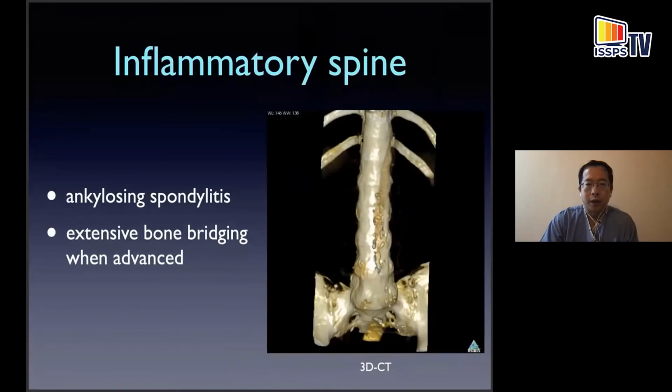You can appreciate why they call this a bamboo spine now on the CT scan. The disc spaces are obliterated. They're almost calcified completely through, except for this bamboo-like appearance of the spine. A lot of bone bridging.